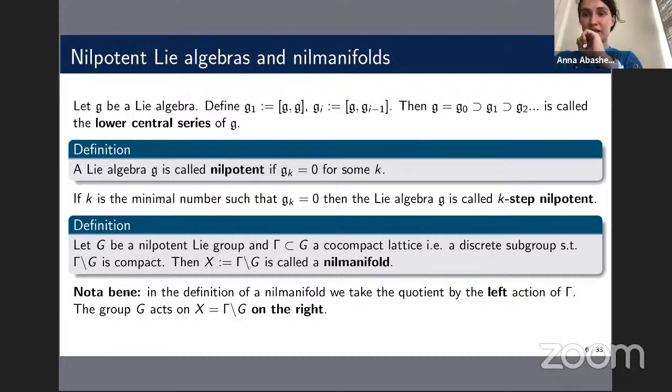One should be really careful here about right and left. Here we take the quotient by the left action of gamma. So on the quotient, the group G acts on the right. On G there exists a left action and a right action, and on the quotient there exists just a right action.